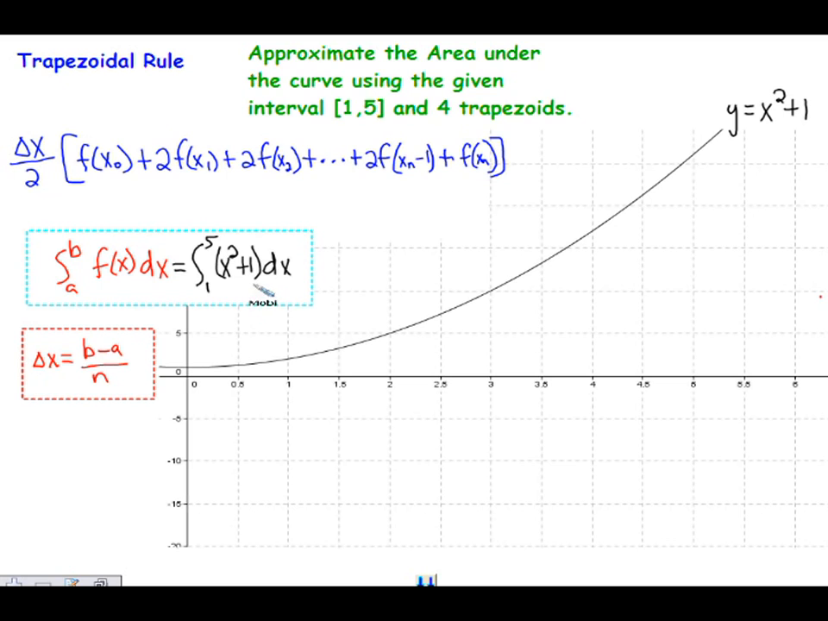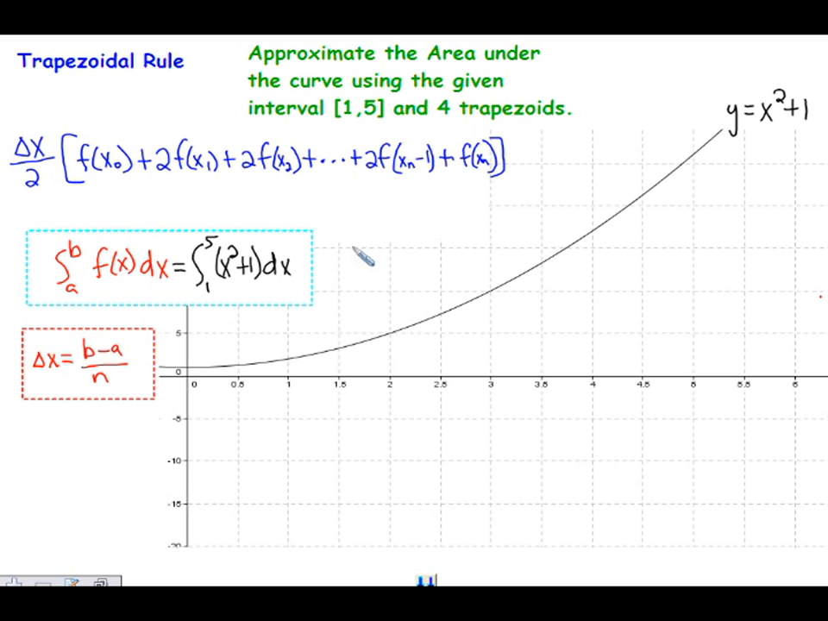Now, what you need to understand is that the trapezoidal rule is a formula, and the formula is delta x over 2 times all this here, okay? Where x0, x1, x2 are inputs between the intervals that are given. In this case, x0 would be 1 all the way to 5, and 5 would be your xn. So we have to follow this formula to find the area under the curve using the trapezoidal rule. Now, it's an approximated value that you're going to get here.